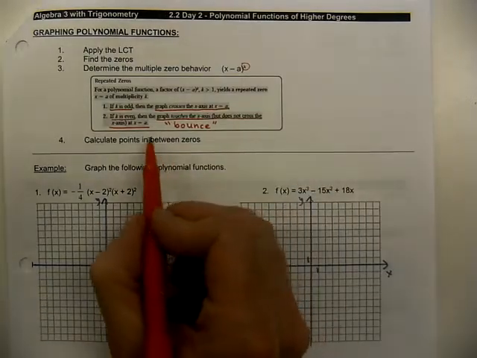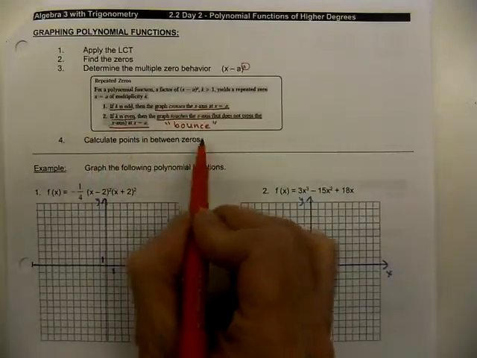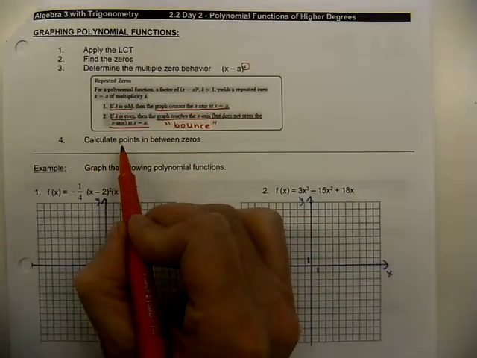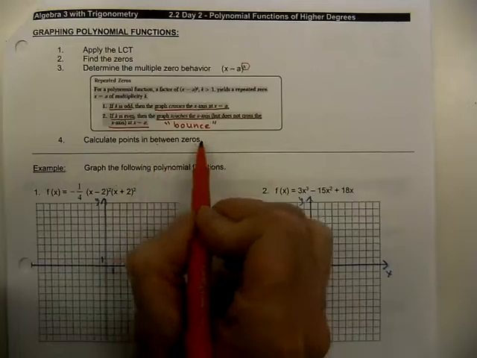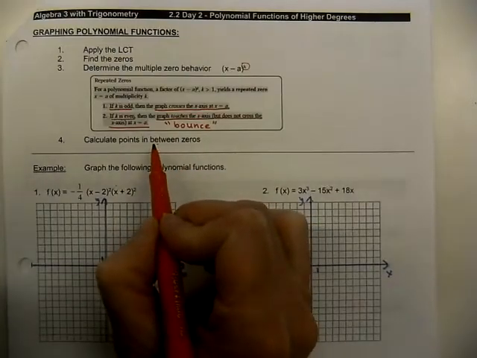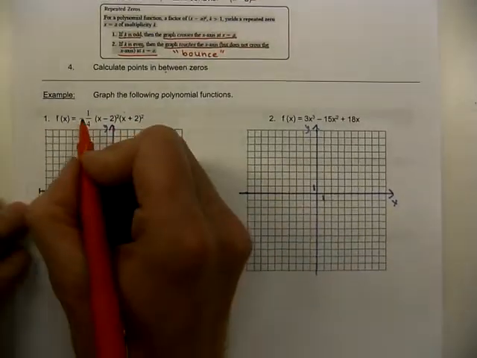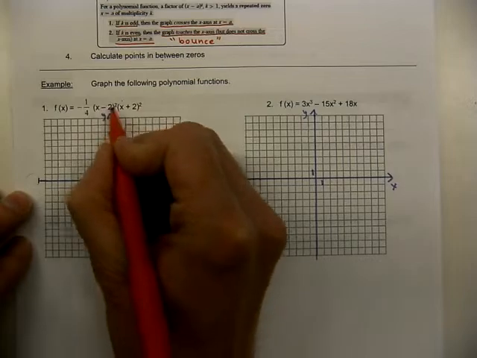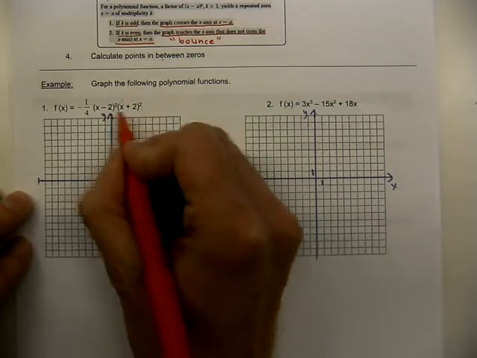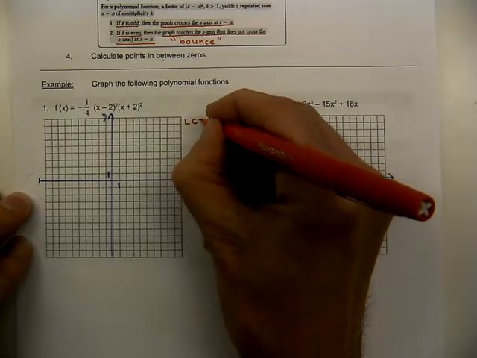Then we need to find some more values in between those x-intercepts, and this final step will be to find the additional points. What we want to do is find an additional point beyond and between. Here it just says between the zeros, but we want beyond and between, so on the far left and far right side as well. Okay, here's our first problem. Number 1, we have negative 1/4 times the quantity x minus 2 squared times the quantity x plus 2 squared.